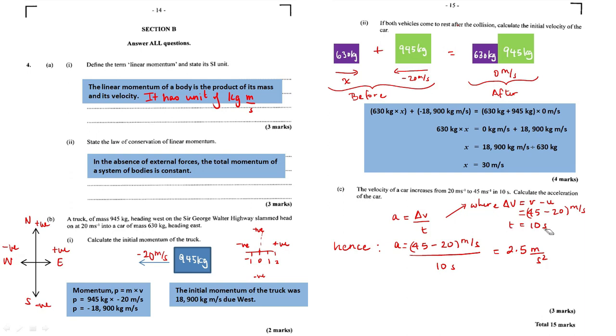And then we have the time, which is 10. So you end up with 25 meters per second divided by 10, which is equal to 2.5 meters per second squared. And that'll be the unit for acceleration rate. It's an easy 3 marks, this one.